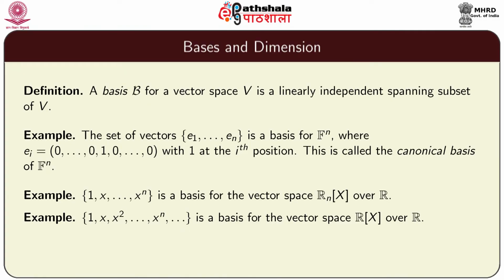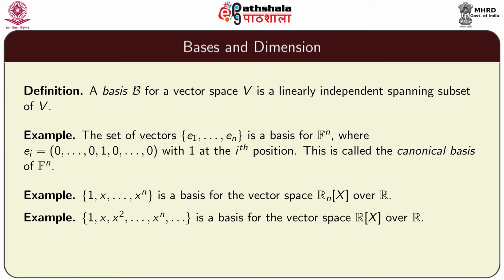We now introduce what is called a basis of a vector space. A basis B for a vector space V is a linearly independent spanning subset of V. You will see why basis is so important. You will understand it well as we proceed. So, first the example: the set of vectors e1, e2, ..., en is a basis for F^n, where ei is nothing but the vector where 1 appears at the ith position and 0 everywhere else.